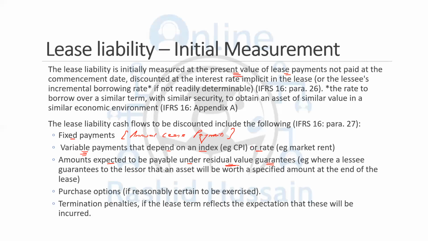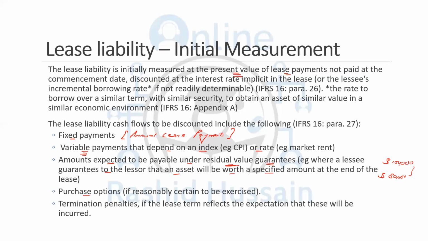So amount expected to be payable under residual value guarantees means where a lessee guarantees to the lessor that an asset will be worth a specified amount, and if it is not the case, then the lessee is supposed to make that payment. For example, they told the lessor that the asset, when they're returning, will be worth, let's assume, $100,000, and the worth of the asset is now 80,000. So that means the difference of 20,000, the lessee is supposed to make that payment.